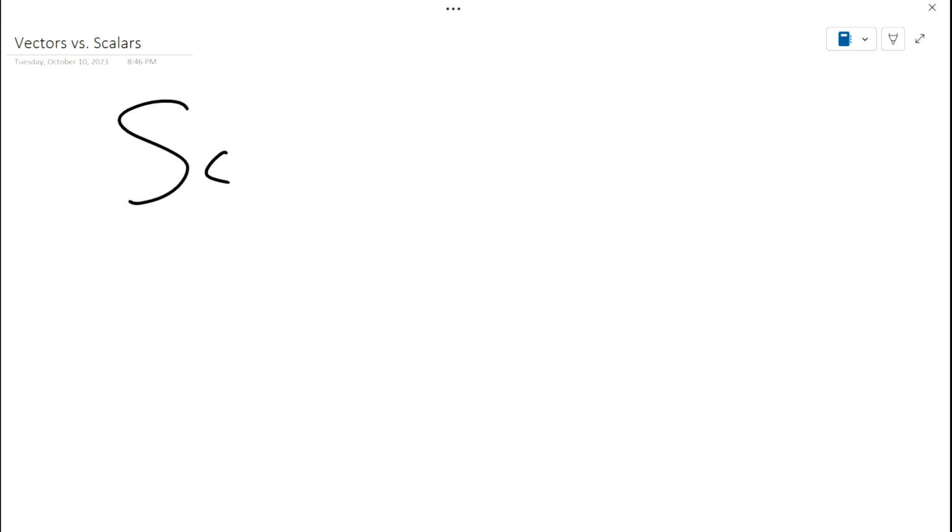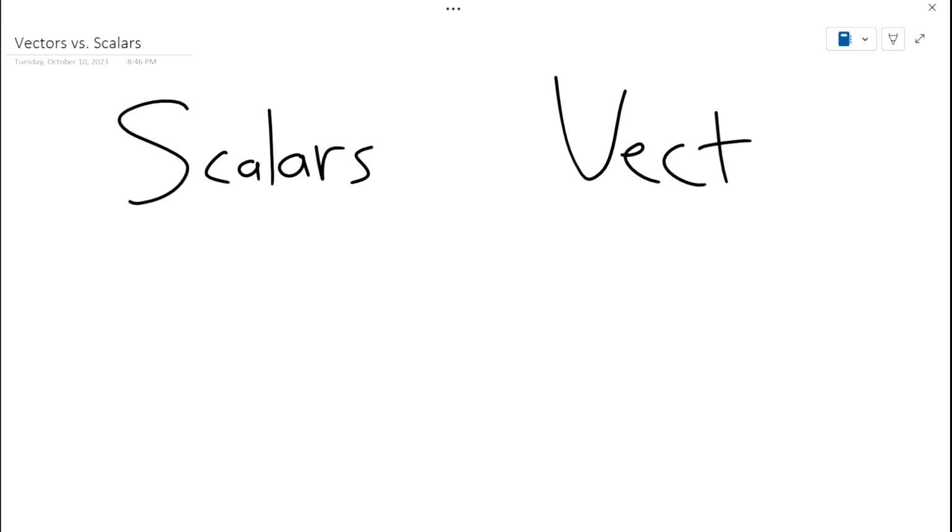So, scalars and vectors. Now, what is a scalar? A scalar simply refers to any sort of unit that only requires something called its magnitude, which is just the number that accompanies it.